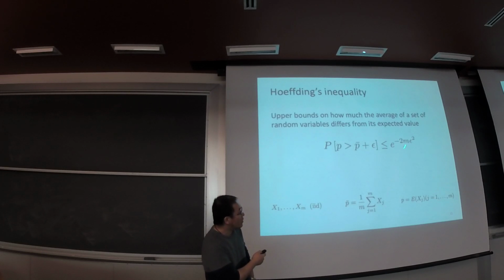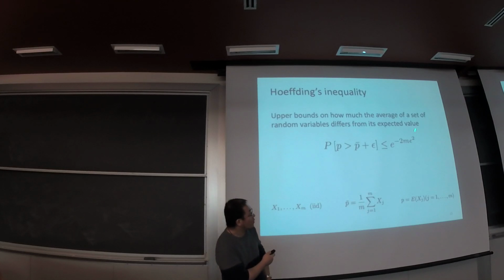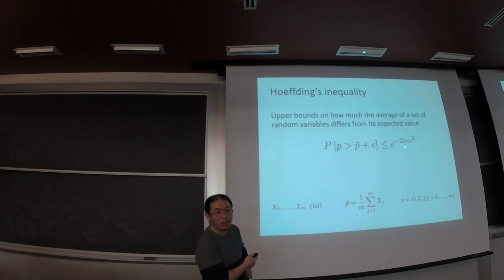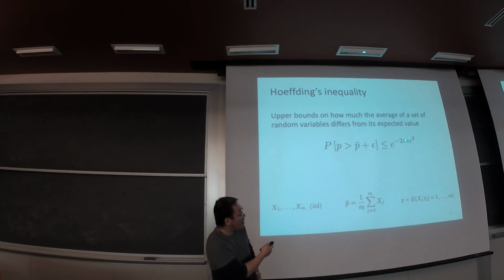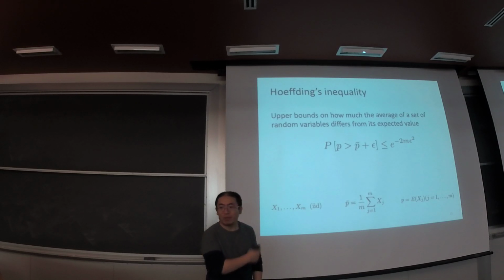In this exponential term, the power is -2 multiplied by the number of random variables that are averaged, times epsilon squared. So you can see that when you increase epsilon, the bound decays very, very fast, in an exponential way, amplified by the square term. At the same time, the more random variables that are averaged, the less likely the average will be far away from the expectation, because when we increase the number of random variables averaged, this bound decays exponentially as well.